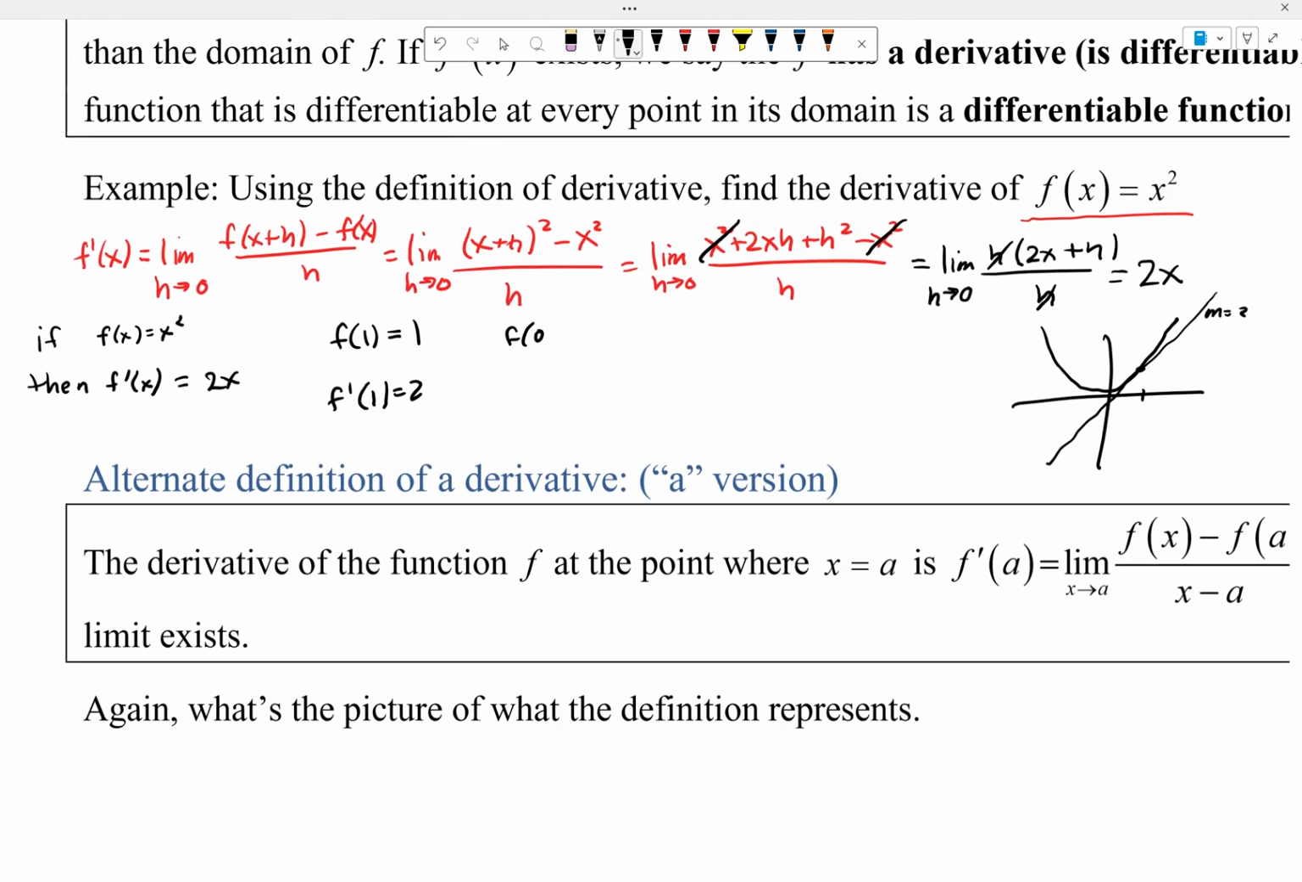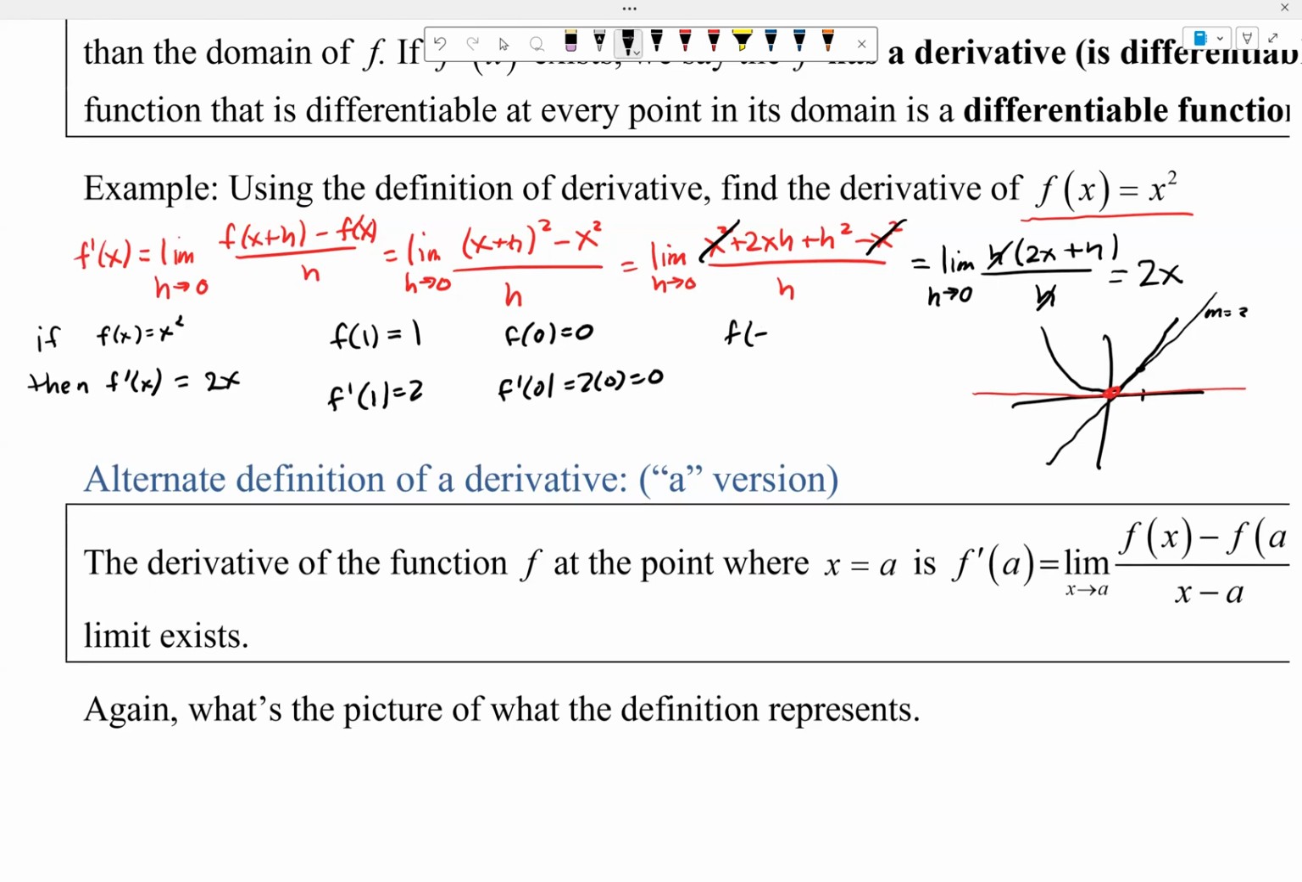How about f of 0? Well, f of 0 is equal to 0. F prime of 0 is 2 times 0, which is 0. Let's see. Does that make sense? Here's f of 0. Does it look like its tangent line slope is a horizontal line with slope 0? Sure does to me.